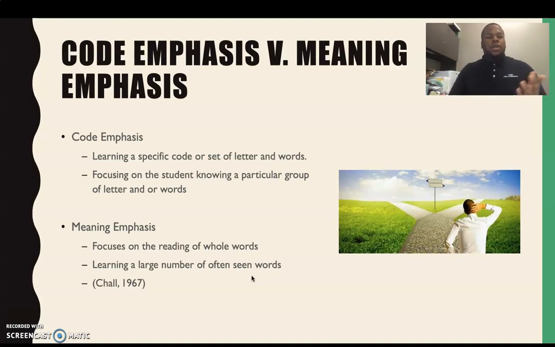So we're moving to code emphasis versus meaning emphasis. Code emphasis is learning a specific code or set of letters and words, just trying to get an understanding of how those letters correlate with those words. How can a student understand those words, and are they using the words in the right direction? Meaning emphasis focuses on the reading of the whole word. Understand the overall word. Yes, I know how to spell the word, but I also know how to understand the word as well. Try to get the meaning out of the word, basically.